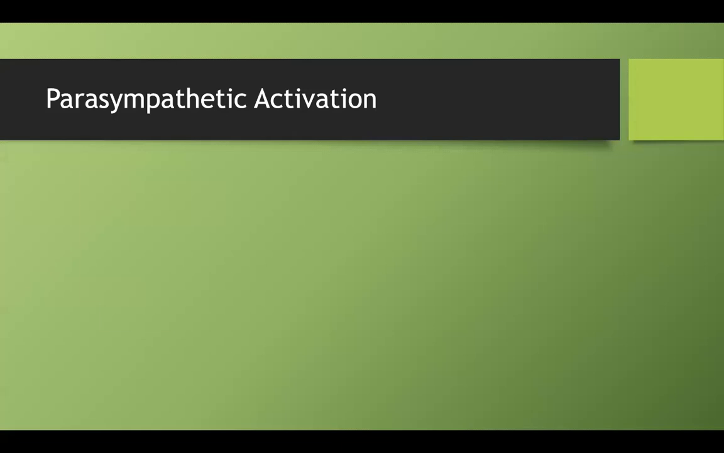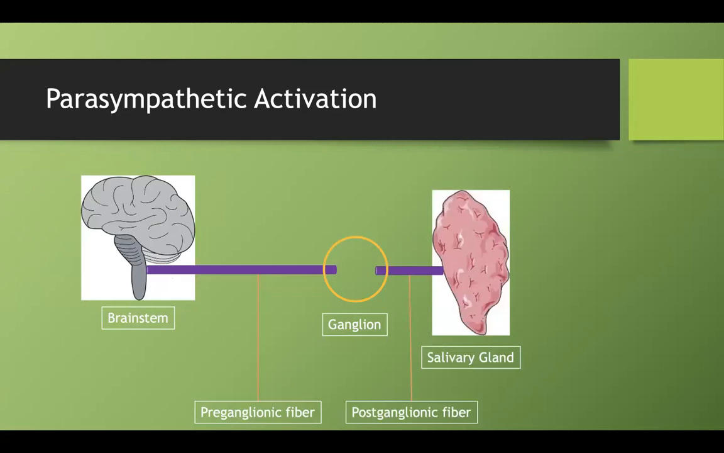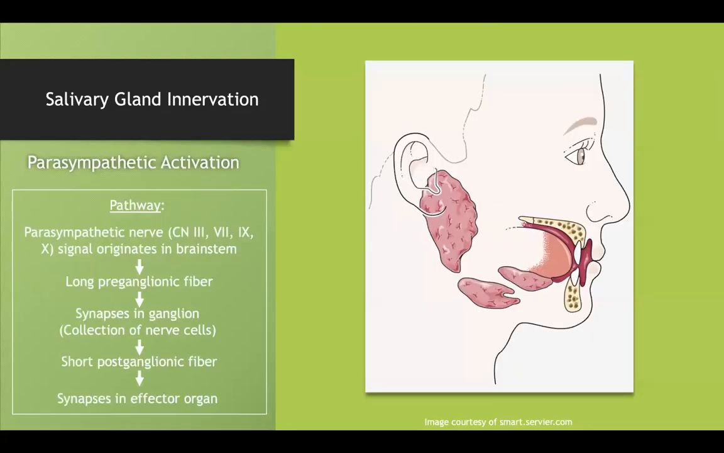So let's draw a picture to show this. We have our brainstem. We have our signal sent down a long preganglionic fiber. It synapses once in a ganglion, and then that signal is transmitted to a postganglionic fiber and finally reaches our effector organ, in this case the salivary gland, which could regulate secretions, for example. Now, the parotid gland has a slightly different pathway than the other 2 glands, so I'm just going to show that difference here so you're aware.